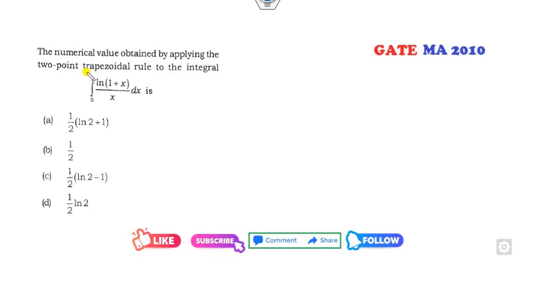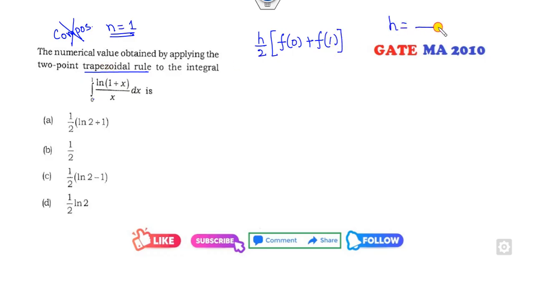Look at this another one. Again it's a trapezoidal rule. Check whether the word composite is mentioned in the problem. No. You can simply choose n as 1. So what is the integration of the composite trapezoidal rule? h over 2 times f of the lower limit plus f of the upper limit. What is h? b minus a over n. n is 1, b is 1, a is 0. So h will be 1. So it is a half.